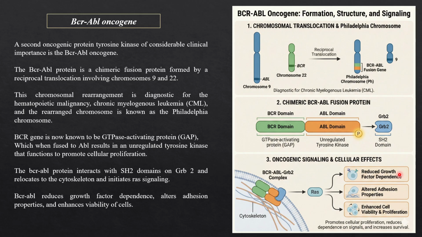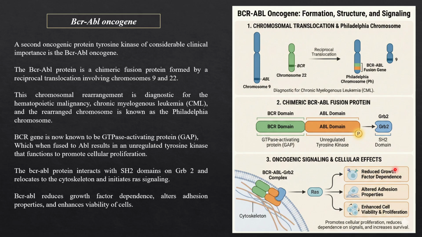Now, talking about the BCR-ABL fusion oncogene, which is central to certain leukemias. The process begins with a chromosomal abnormality known as the reciprocal translocation between chromosome 9 and chromosome 22. In this event, a segment of the ABL gene from chromosome 9 is transferred to chromosome 22, where it fuses with the BCR gene. This rearranged chromosome is called the Philadelphia chromosome, and its presence is a key diagnostic feature of chronic myelogenous leukemia.